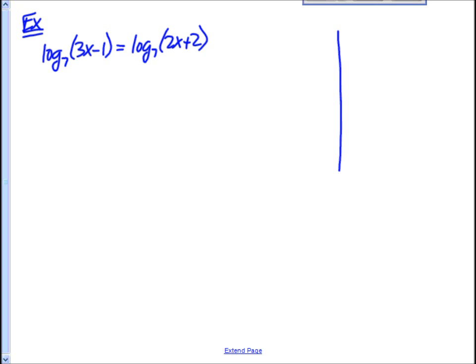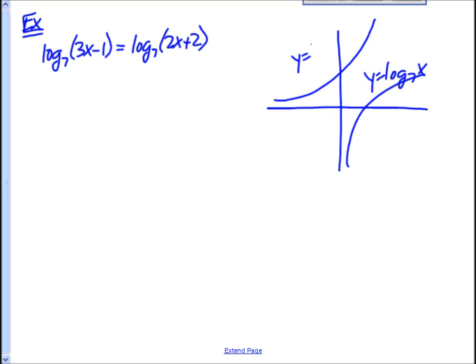Let's continue on and solve some more logarithmic equations. What if we have log base 7 of (3x - 1) = log base 7 of (2x + 2) now? Okay, so we have logarithms involved from the get-go. So you're thinking to yourself, well, here's the old log base 7 of x. What's its inverse? 7^x. So that's what you have to do here: run the inverse on it.